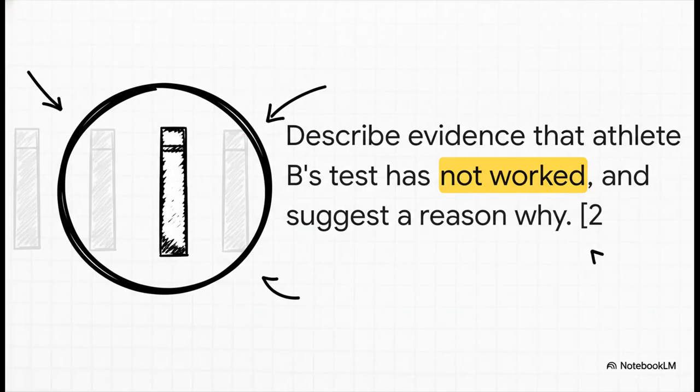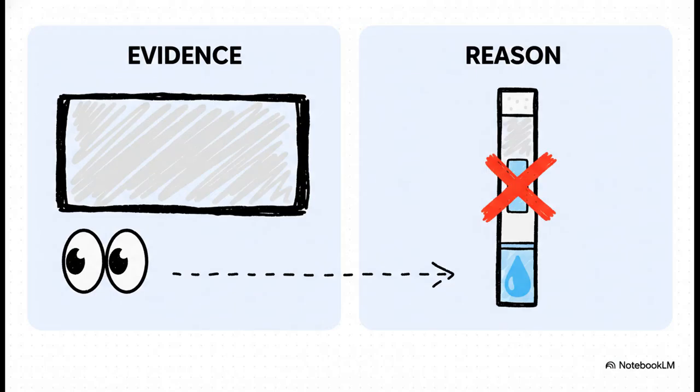Let's zoom in on athlete B. You'll notice, well, there's nothing there. It's totally blank. So the question wants 2 things. First, what's the evidence that the test failed? And second, can you suggest a reason why it might have failed? This is a great example of a 2-part answer. For your first mark, the evidence is simply that there's no blue dye in the control area. That's it.